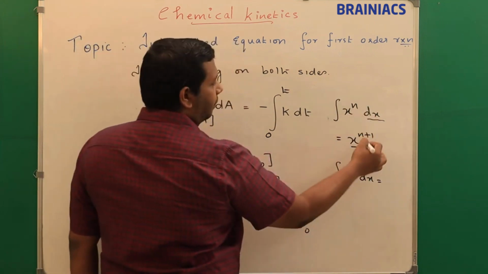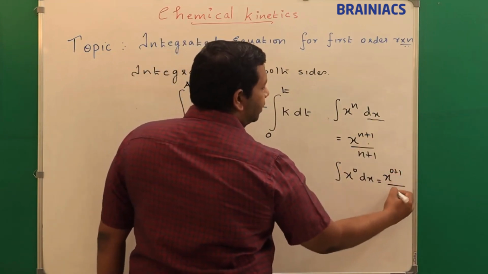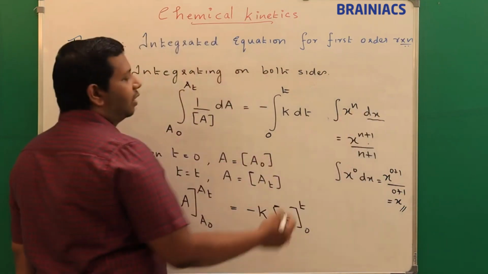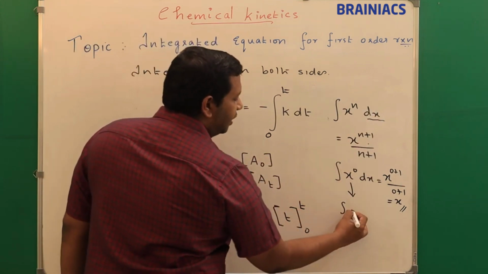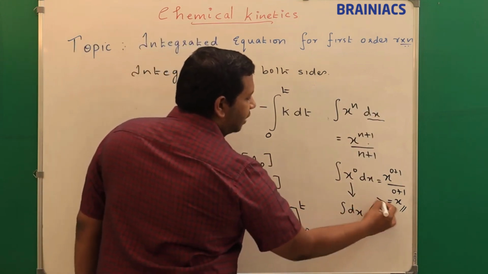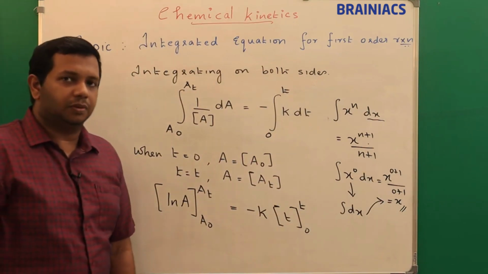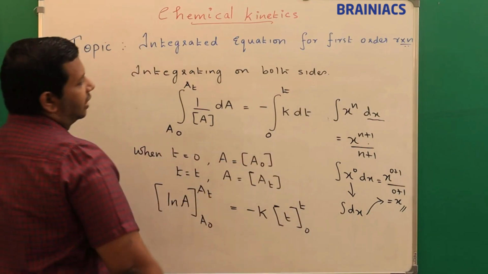So what will be the answer? Apply this in this formula. x raised to 0 plus 1 by 0 plus 1. You will get x. That's how I told integral of dx. This is what actually x raised to 0 dx is, integral of dx. That is how integral of dx is becoming x. Understood? Okay. This is for those students who don't know the integration.